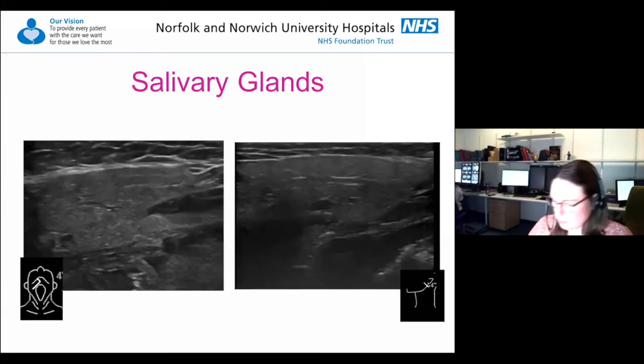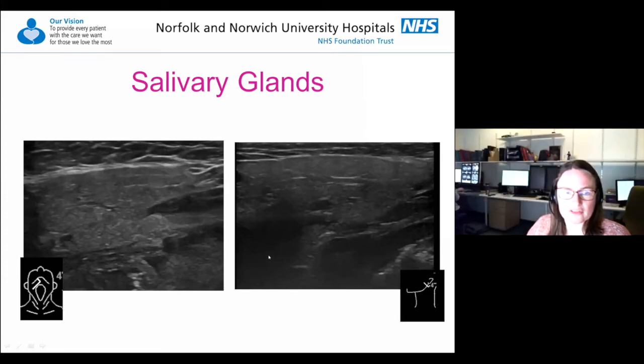So moving on to salivary glands now. This is a typical example of a submandibular gland. This is the right submandibular gland, quite wedge-shaped, thinner medially than it is laterally. And then on the right side, that's a parotid gland. So this is an image taken in the preauricular region.